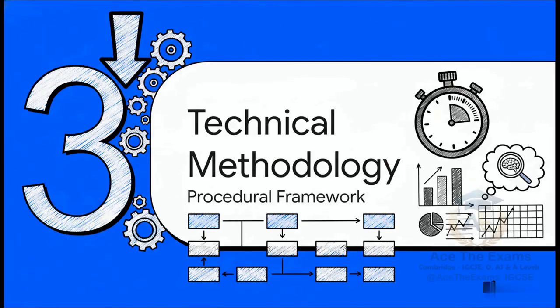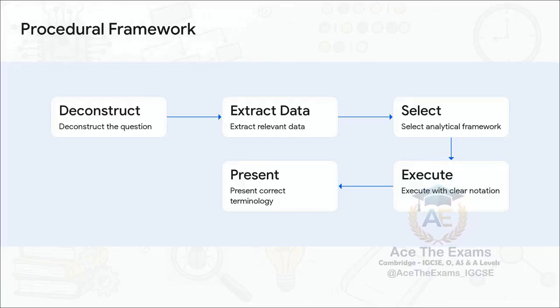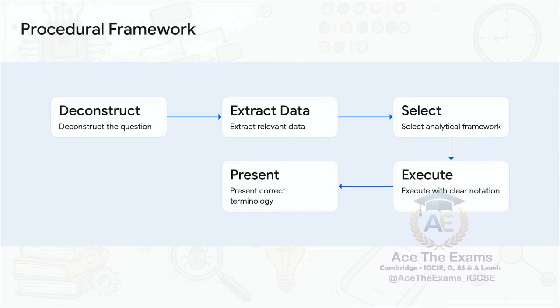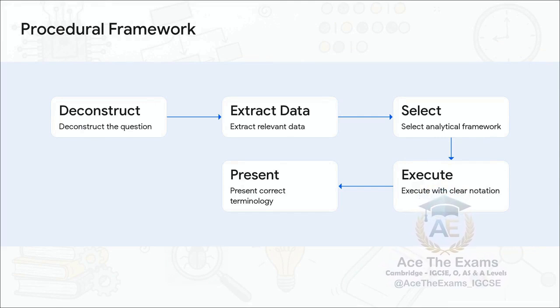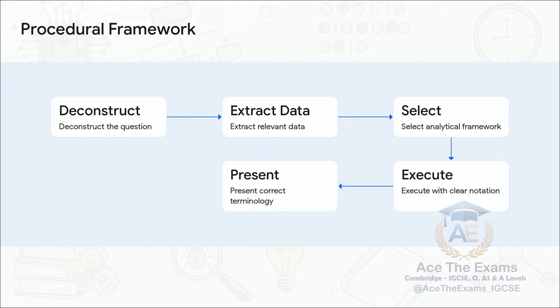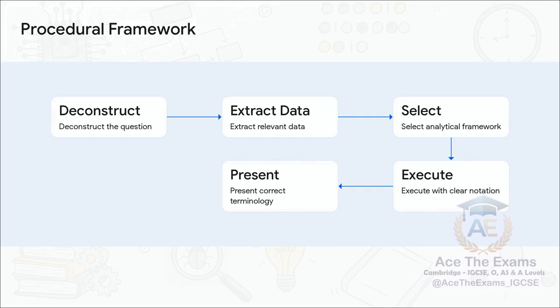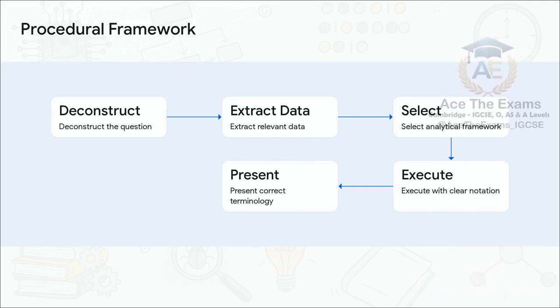Section 3. The technical methodology. It is time to introduce the procedural scaffolding you need to tackle these complex questions effortlessly. Okay, let's walk step by step through this standardized sequence. Think of this as your computer science success blueprint. This procedural processing is the absolute key to algorithmic thinking in your exams. Step 1. Deconstruct the question. You literally take your pen, circle the command word, and underline the key entities.